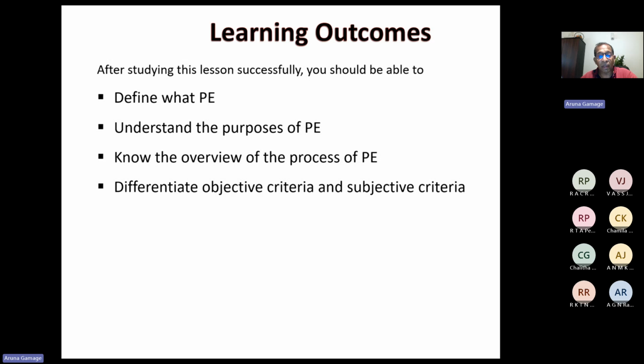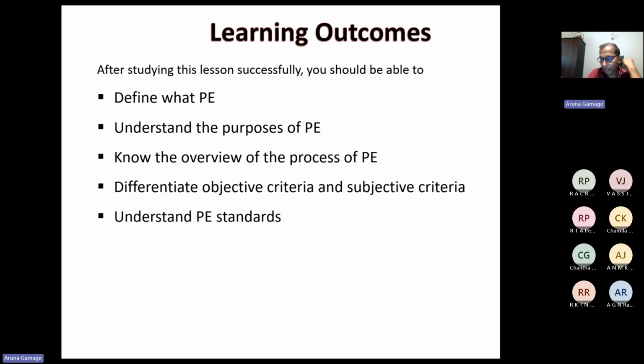In order to evaluate performance, you have to have criteria. Criteria are the factors on which evaluations are made. We will discuss these things. All the factors can be broken down into two categories: objective criteria and subjective criteria. You should be able to differentiate objective criteria from subjective criteria. We will also discuss performance standards.